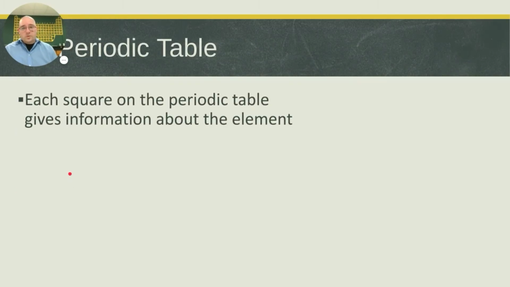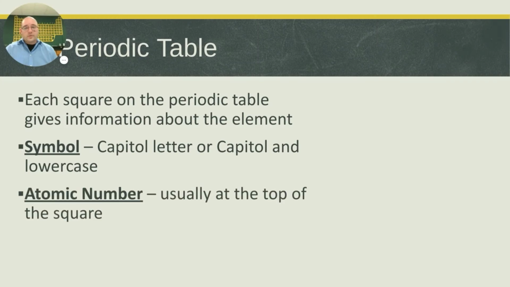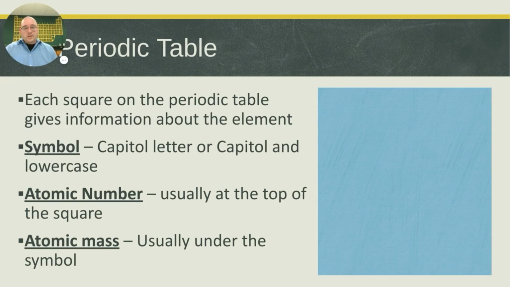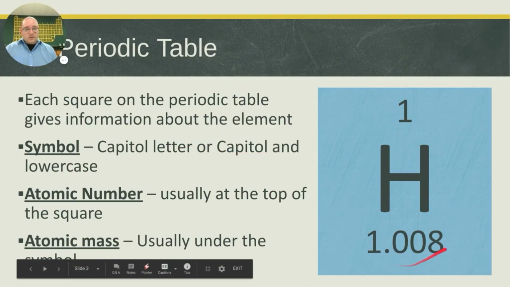Okay. So each square on the periodic table gives information about the elements. Some periodic tables are going to have more information than others, but all periodic tables will have the information I'm going to show you right now. You have the symbol, which is either a capital letter or a capital and a lowercase letter. You have the atomic number, usually at the top of the square, and you have the atomic mass, usually under the symbol. So you've got the symbol, the atomic number, and the atomic mass.